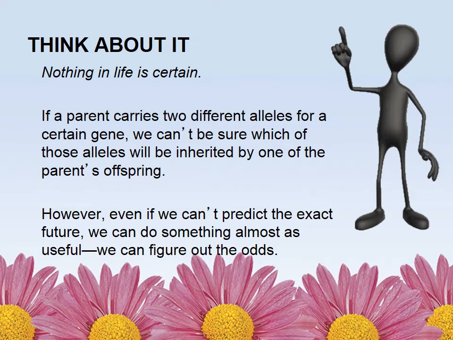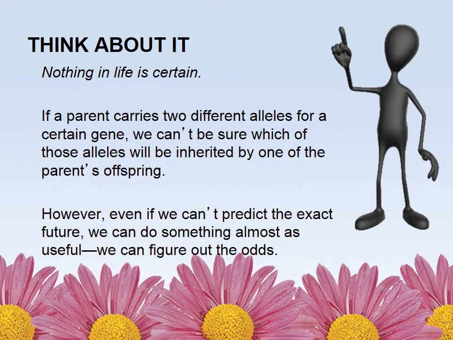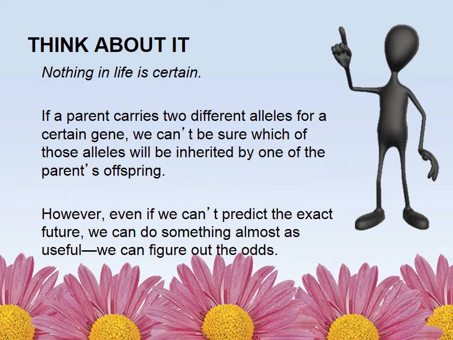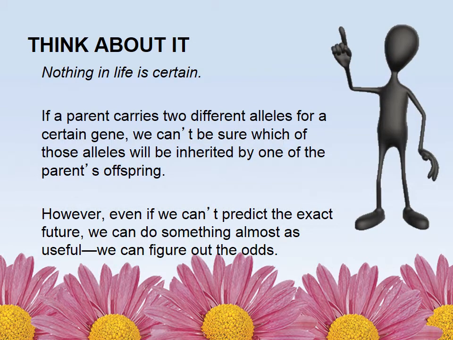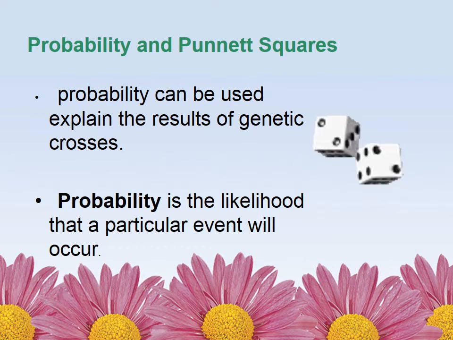So nothing in life is certain. If a parent has two different alleles for a certain gene, we can be sure that one of those alleles will be inherited by the offspring. However, we can't predict when it will happen, but we can figure out the odds. Mendel carefully categorized and counted his offspring, and he used probability to explain the results of the crosses.